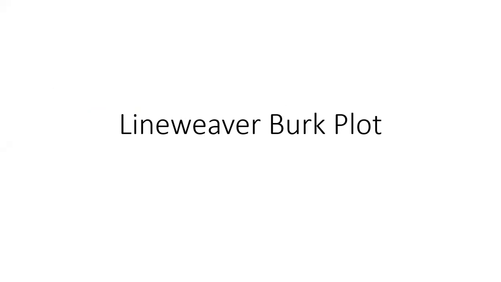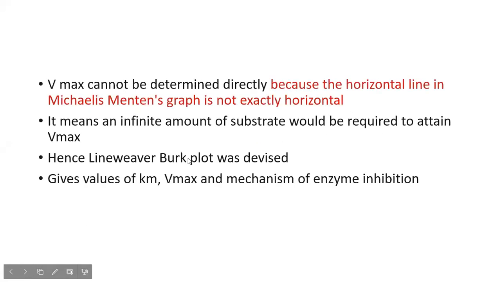Today we are going to talk about the Lineweaver Burk plot. The Lineweaver Burk plot was devised because the Vmax cannot be determined directly from the Michaelis Menten graph, because the horizontal line present there is not exactly horizontal. So the Vmax cannot be determined. To determine the Vmax, you would have to have an infinite amount of substrate, which is not possible.